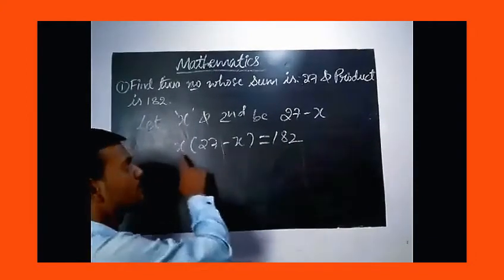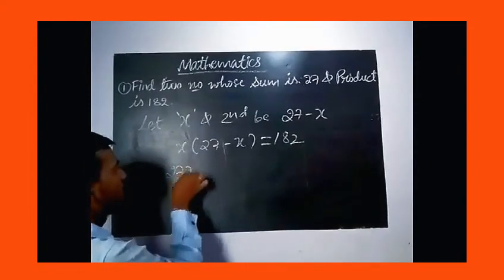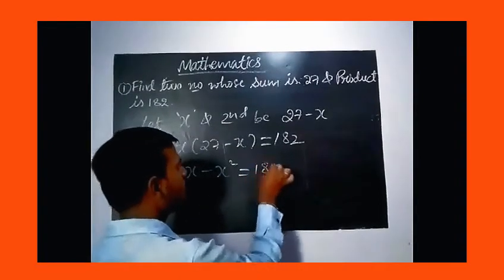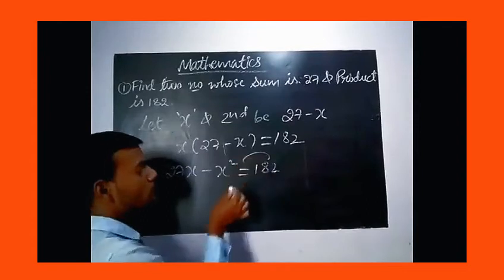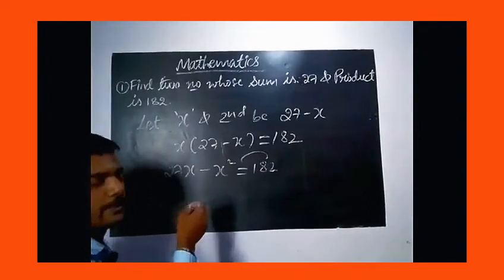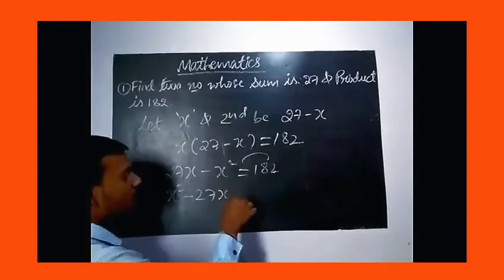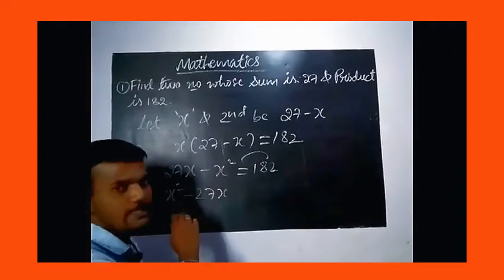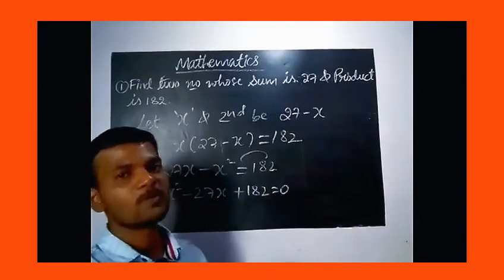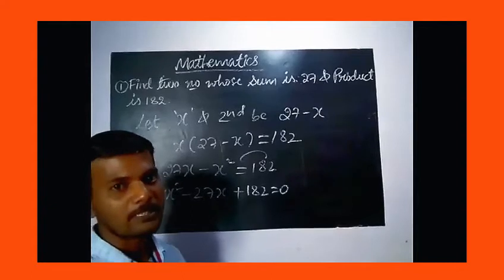Product means you have to multiply them. So x into 27 is 27x, and x into x is minus x square, which is equal to 182. Let this 182 come to the left side, then change the sign and rearrange the terms. Then it becomes x square minus 27x plus 182, which is equal to 0. Now apply the factorization method to find the roots of this quadratic equation.